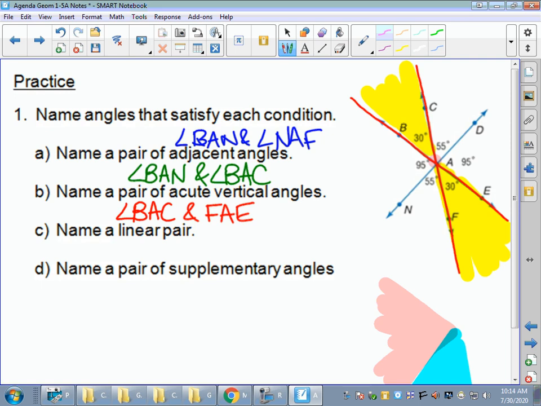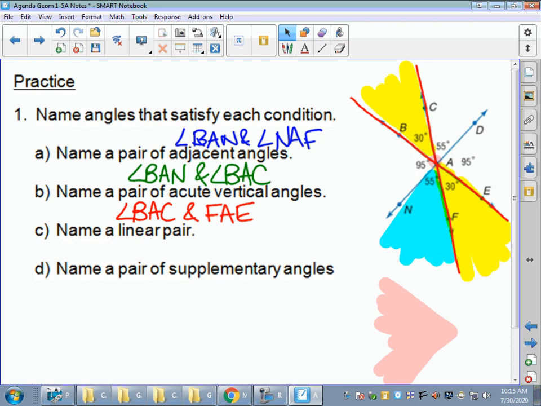There's another pair of possible answers. I could talk about angle FAN. So this angle down here, and say FAN is acute. What is its vertical angle? And hopefully you would be able to see that angle CAD is the vertical angle for that. It is not a coincidence that they have matching degrees.